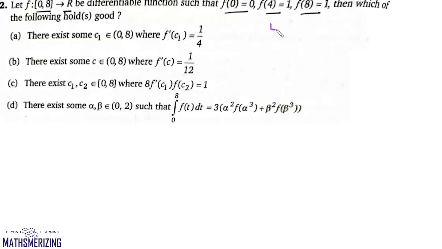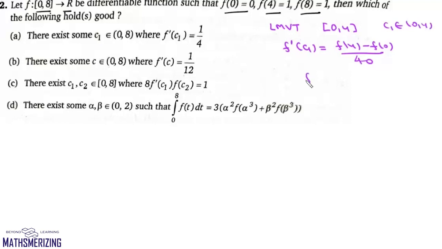Now if we use Lagrange's mean value theorem on this function f(x) in the interval 0 to 4, we can say that there exists some point c1 in the interval 0 to 4 such that f'(c1) equals (f(4) minus f(0)) upon (4 minus 0), where c1 lies between 0 and 4. Now f'(c1), it will be f(4) which is 1 and f(0) is 0, so it will be 1 by 4. So there exists a point c1 in the interval 0 to 4 such that f'(c1) is 1 by 4. If it is in 0 to 4, it will also be in 0 to 8. So that means this option A is correct.